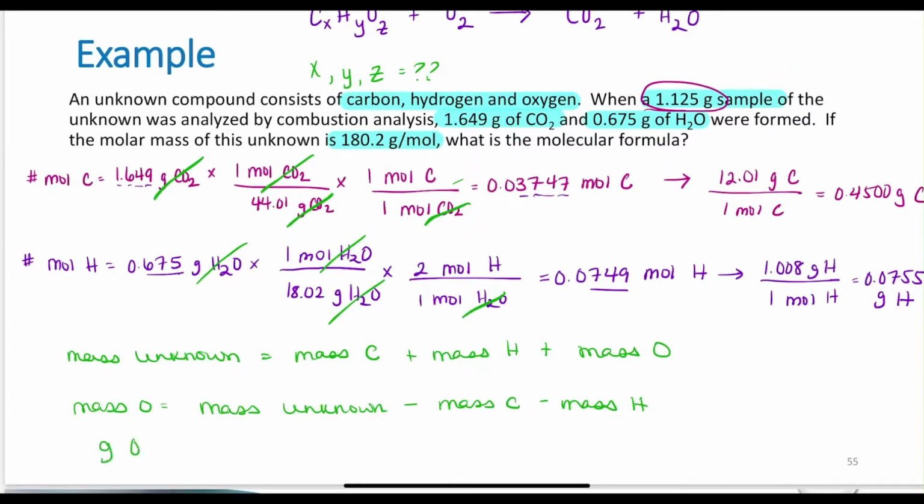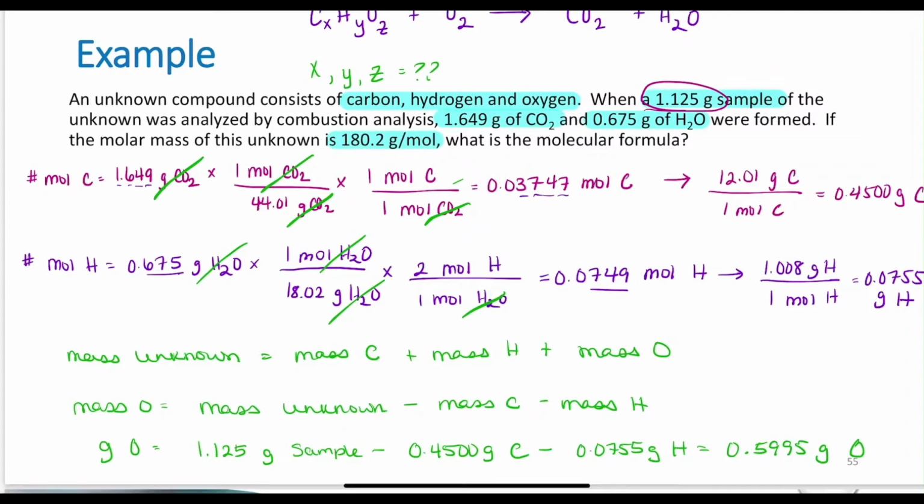I'm looking for grams, so the grams of oxygen will be equal to 1.125 grams of sample minus 0.4500 grams of carbon minus 0.0755 grams of hydrogen. I find the mass of oxygen to be 0.5995 grams. It's the only way I know how to find the mass of oxygen. I know all three have to add up to the original sample.